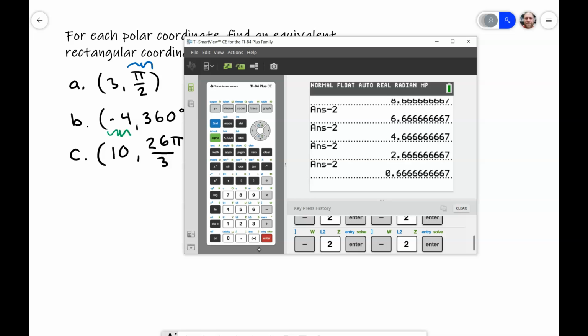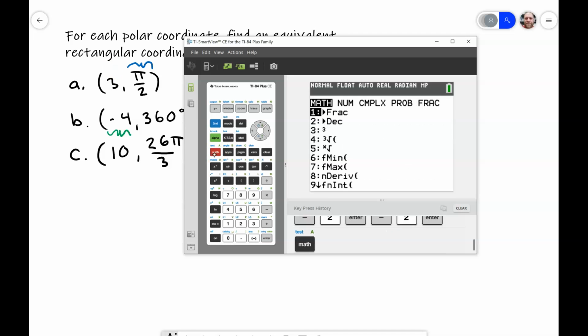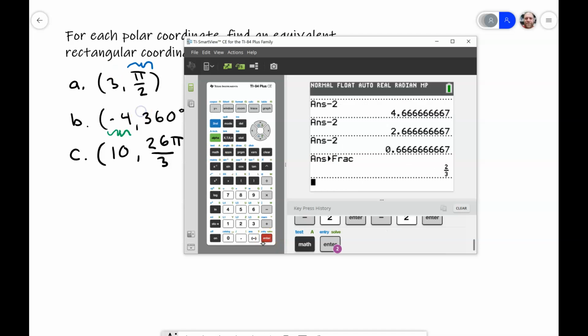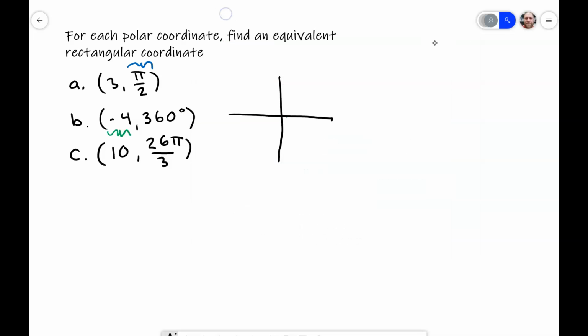So there's my value that's between 0 and 2, and then I can convert that by hitting math, fraction, enter. So that's 2 over 3, and then I can put the pi right back in. So this is going to be equivalent to the coordinate of 10, 2 pi over 3. And hopefully I know that 2 pi over 3 is in this direction right here.